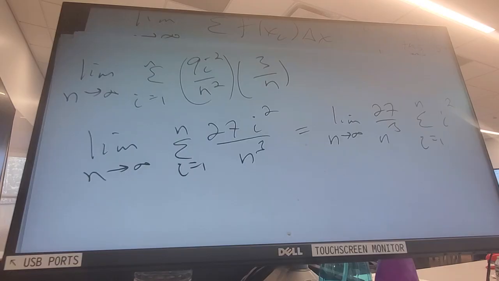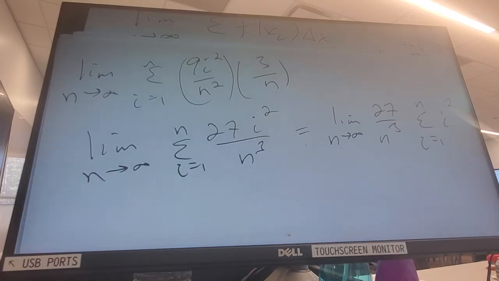Could you explain what you just did? All I did was the 27 came out and the n cubed came out. I just factored them out. Okay, maybe it's good to take a quick side note here. You can do whatever you want to. That's true.